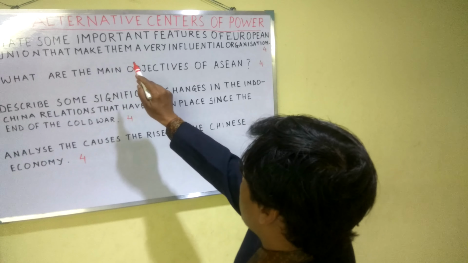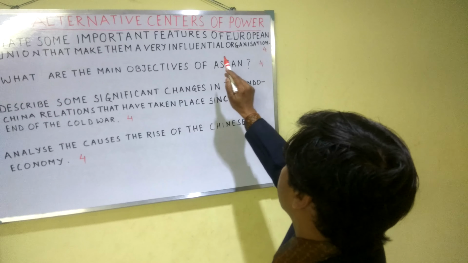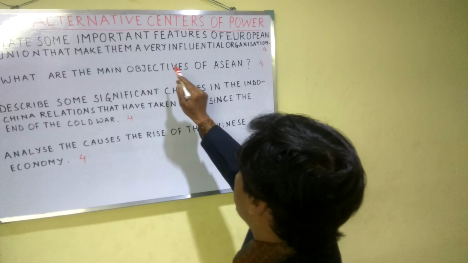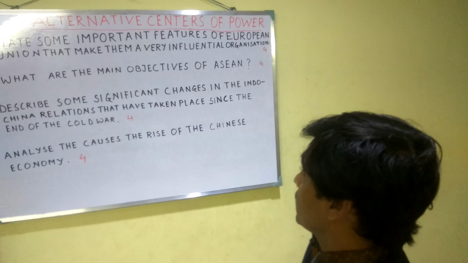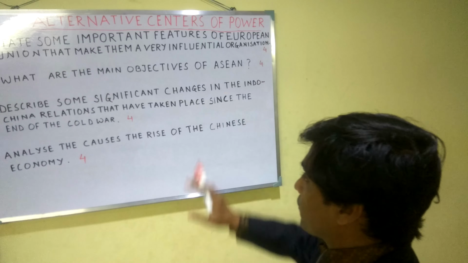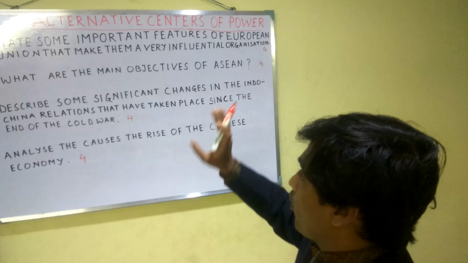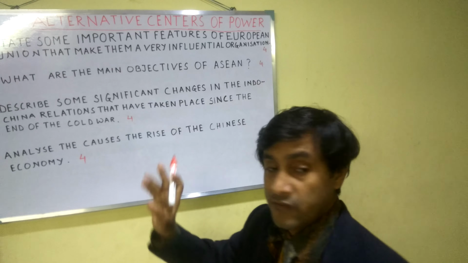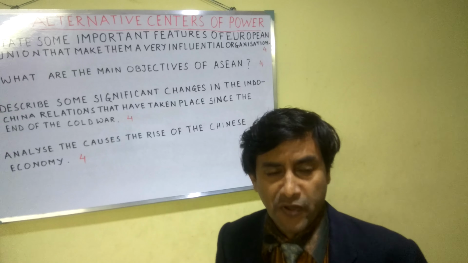State some important features of European Union that make them a very influential organization. That is 4 marks. So we have to write within 100 words and 4 unique key points. How to write down the answer? The following are some important features.